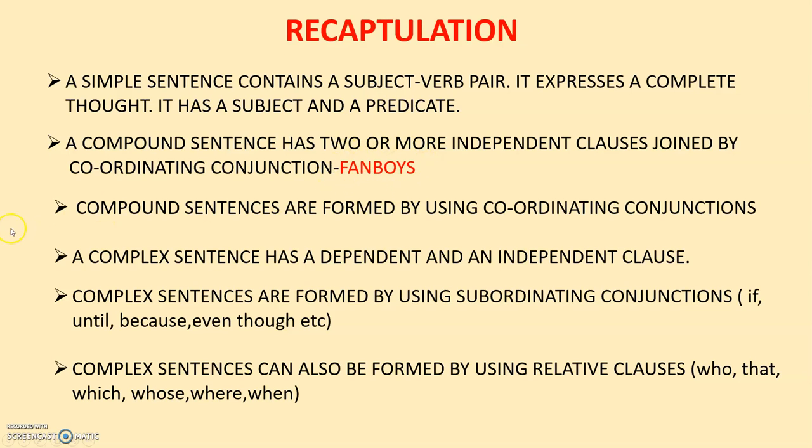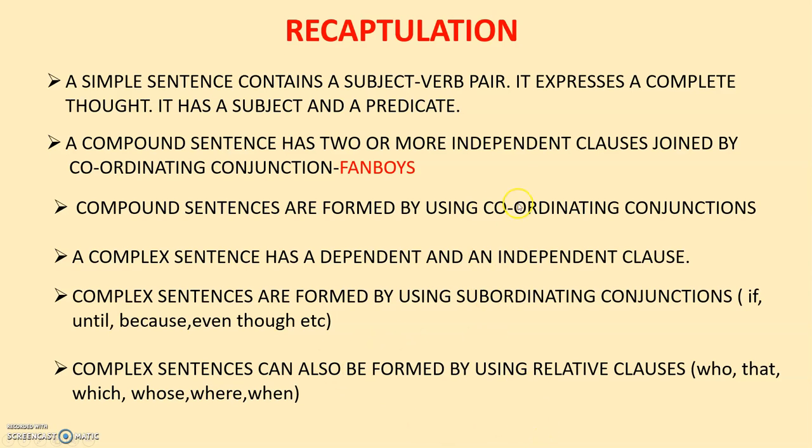Okay, or whatever. Then, a complex sentence has a dependent and an independent clause. That is complex. That's why it is called complex. No, it has both. It has dependent as well as independent. Complex sentences are formed by using what? Subordinating conjunctions. And which are the subordinating conjunctions? If, until, because, even though. Okay, you have some more too. Which is that? That is relative clauses like who, that, which, whose, where, when. When they are used, it comes under complex sentences.